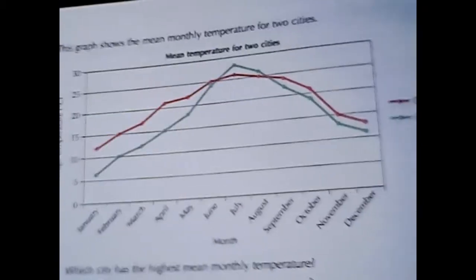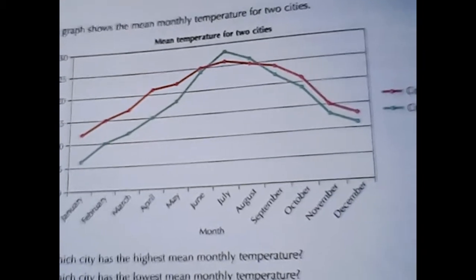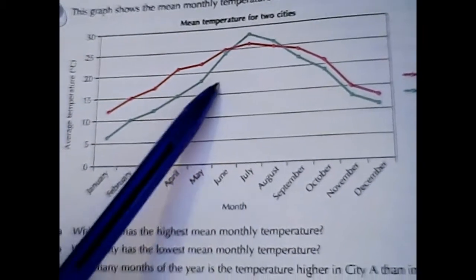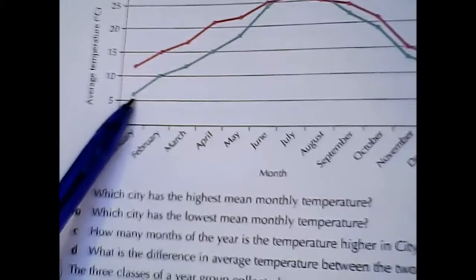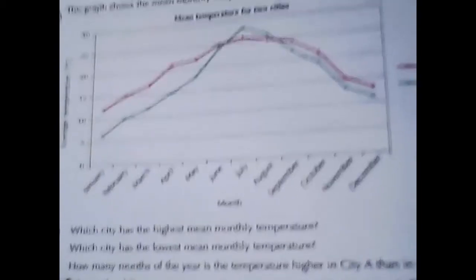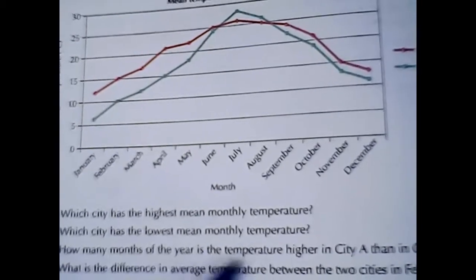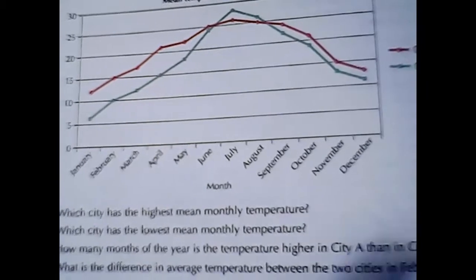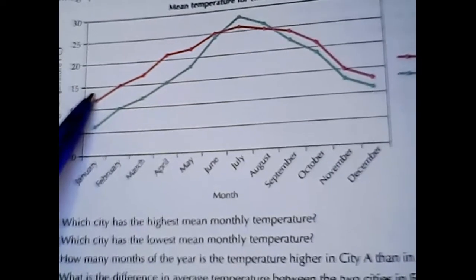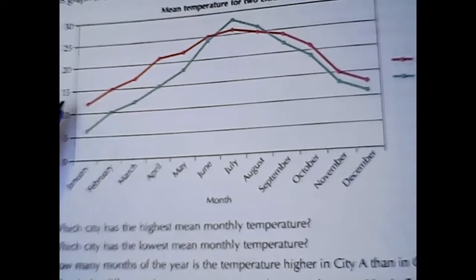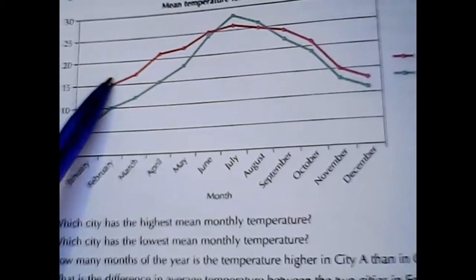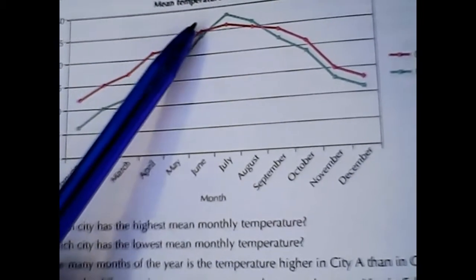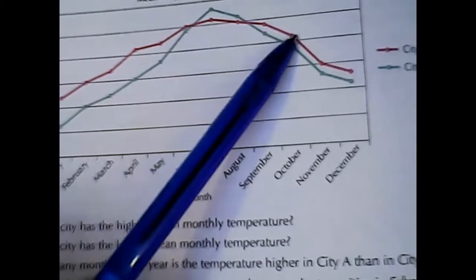Which city has the lowest mean monthly temperature? Again, looking at the charts here, the lowest one again is this green one, which is city B again. Okay, how many months of the year is the temperature higher in city A than B? So it's just a matter of counting. This is city A, this is city B. It's just a matter of counting the months. We've got 1 month, 2, 3, 4, 5, 6, 7, 8, 9, 10.